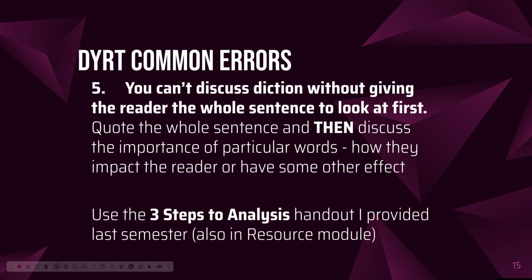Number 5, you can't discuss diction without giving the reader the whole sentence to look at first. I get it, it's a timed writing, but you need to write out the whole sentence first and then discuss the importance of the particular words, how they impact the reader, or have some other kind of effect. As a reminder, you've got those 3 steps to analysis that we covered. I gave you that handout last semester, but it's also available in the resource module on Canvas.